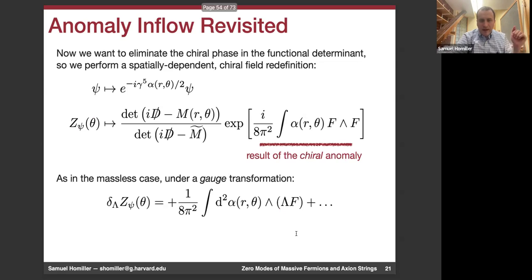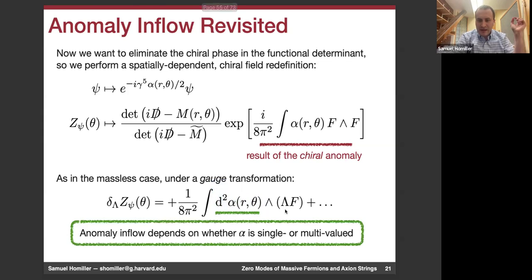Okay. And so as in the massless case, I do the same kind of manipulations. I ask, if I perform a gauge rotation on this thing, do my integration by parts, and integrate by parts again, I get the same sort of thing, right? The question comes down to, is this piece, d squared alpha, single or multi-valued? I mean, what is the topology essentially of this guy? Does it have some non-trivial winding, or is this just zero? If it's single valued, then this is just zero and everything is gauge invariant, and that's the whole game. But if it's multi-valued, then I have an anomaly, and so then you expect to have zero modes.